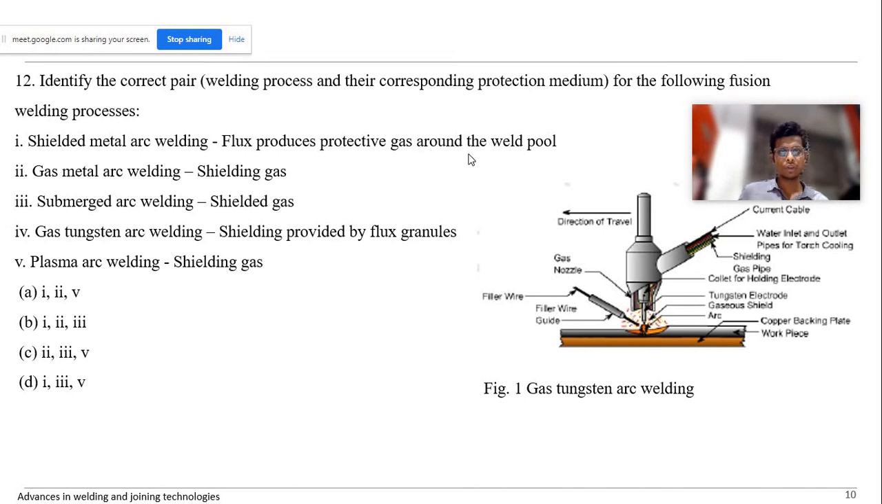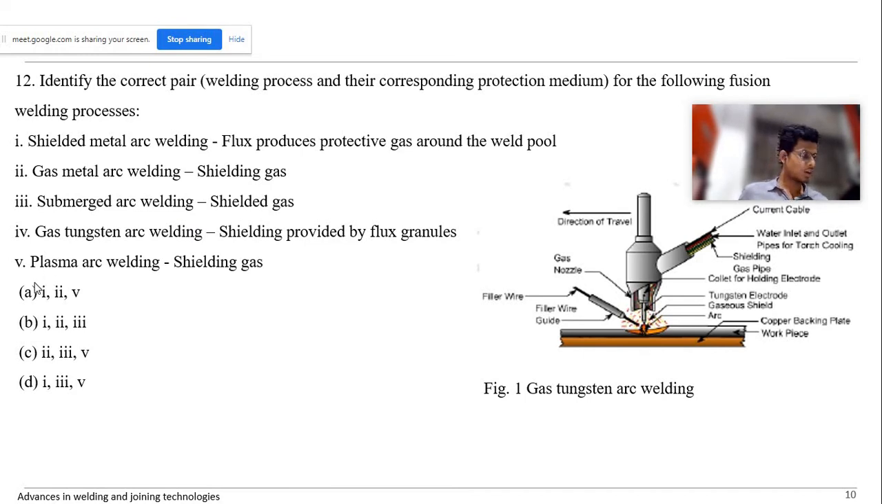Yeah, flux produces protecting gas from the weld pool. It's also true. I'll show the diagram also once. Gas metal arc welding, yeah, it uses shielding gas. But for submerged arc welding, the answer should be shielding provided by flux granules, right? In submerged arc welding, the arc is submerged under the granular flux. So this was the answer, but there is a wrong match, so this is wrong. And gas tungsten arc welding, shielding provided by, no, it's provided by gas. The name suggests shielding gas is used. So these two are incorrect.